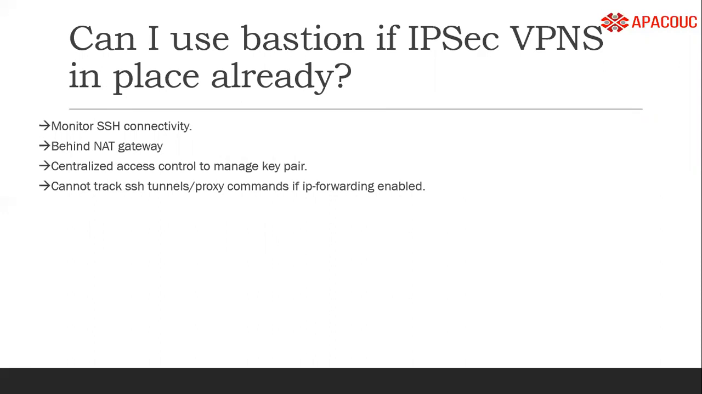Okay, what if I already have an IPSec VPN in place, can I still use a Bastion server? Yes, we can. We can use it to monitor the SSH activity. If we would like to log those SSH connections, we can use a Bastion server. The Bastion server can simply be there behind a NAT gateway, and we can also have a centralized access control mechanism on the Bastion server, where we can easily manage the key pairs.